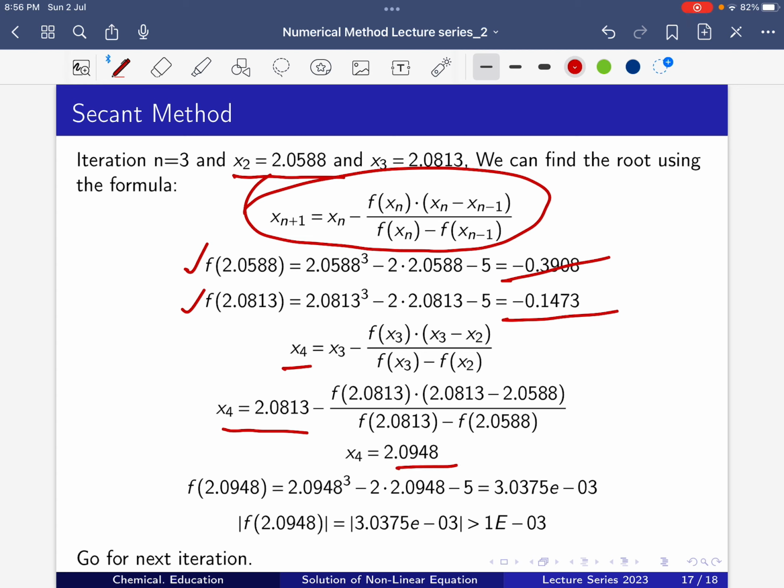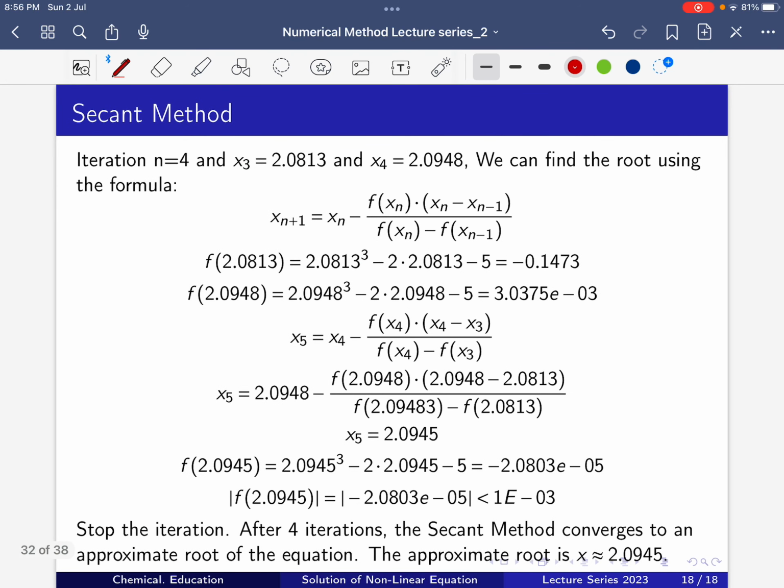Now if I plug in this value, we get 3.0375e-3. If we take the mod value, again it is greater than 1e-3, so this is not our desired target. Again we have to go to the next iteration.